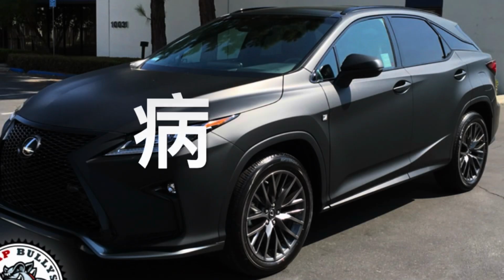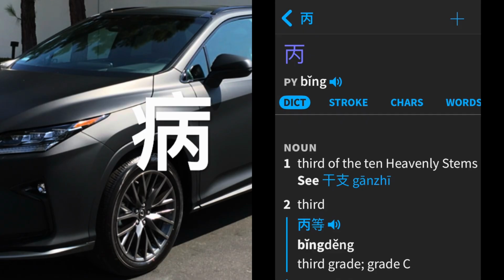Look at the sick wrap on that Lexus RX. Unfortunately, in Mandarin, sick does not have a positive connotation to it. For example, 心脏病 is having heart trouble. 生病, sick. This character features the sick radical, and then wan and ne, which means inside. The sick radical is pronounced n, and the bing underneath of it is the third in a 10-day calendar system during the Shang Dynasty. Also a mediocre grade in school.